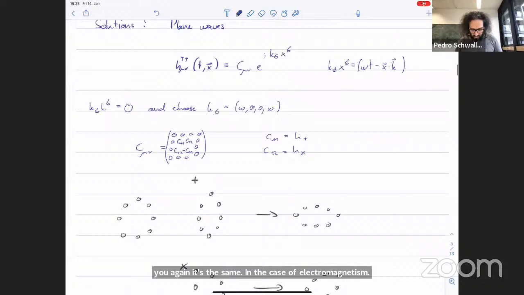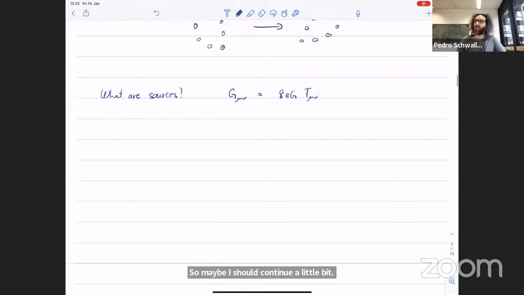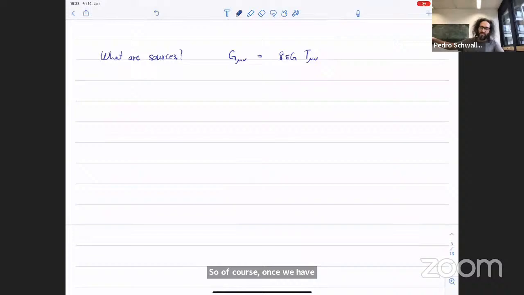So maybe I should continue a little bit. We have now shown that there are wave-like solutions to Einstein's theory of gravity. Now the question is, what kind of systems actually produce gravitational waves? So again, we have to look at Einstein's equation. Again, we want to linearize it.